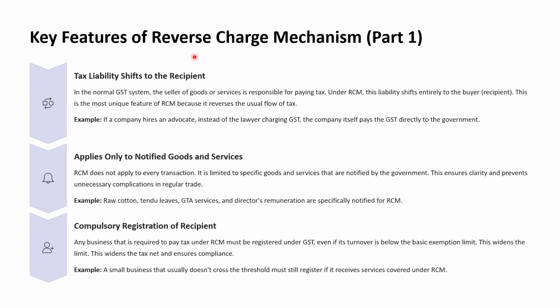These are the key features of reverse charge mechanism. Tax liability is shifted to the recipient automatically. If there is RCM, it means the charge is reversed, then the receiver of goods, the recipient, is liable to pay GST. So the tax liability is shifted. So if the company is hiring the advocate, instead of the lawyer charging GST, the company itself pays GST directly to the government.